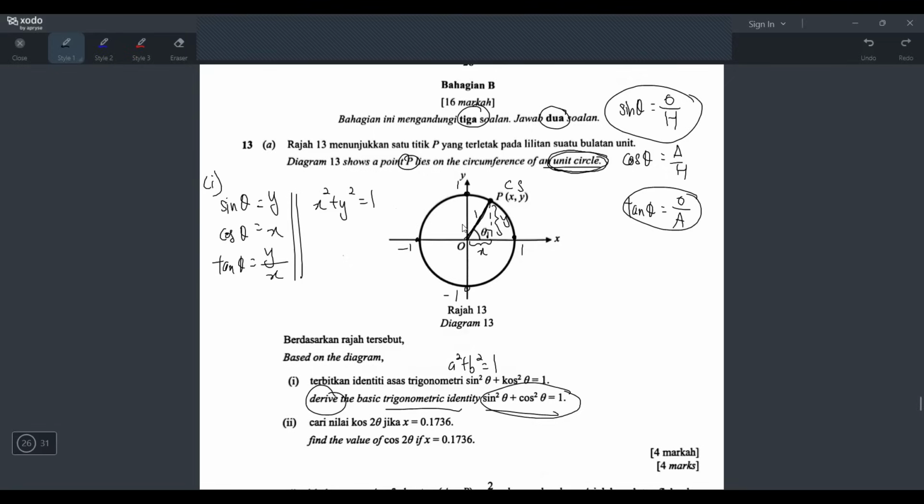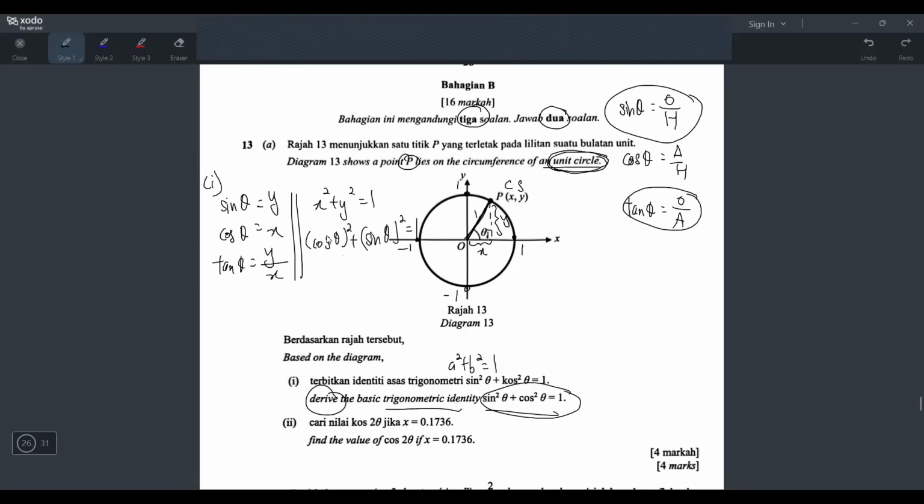So it's better to write x square plus y square equals 1, because of the Pythagoras theorem, right? So this side square plus y square equals 1. Okay, and now it's already 1. It means I can replace the x with cos theta, right? So it becomes cos theta square plus y, but y is sine theta. So it becomes sine theta bracket square equals 1.